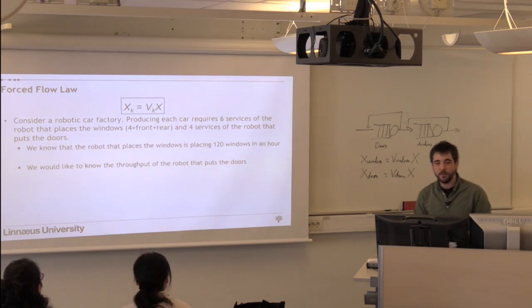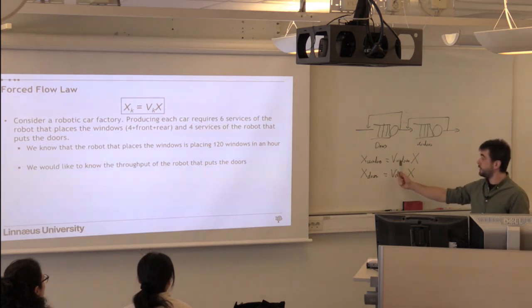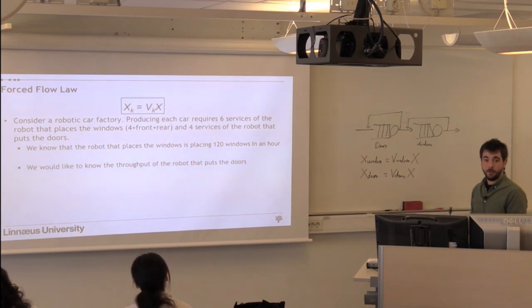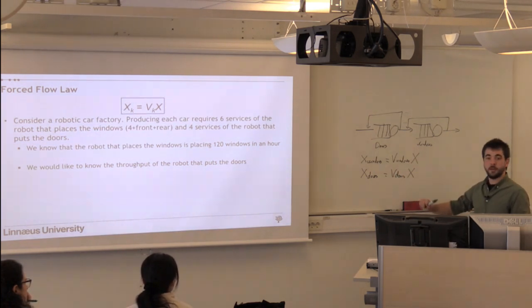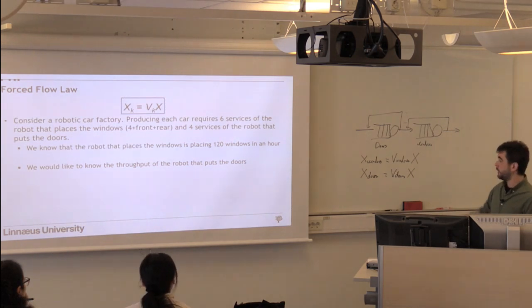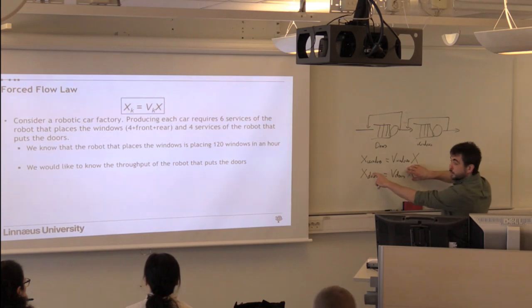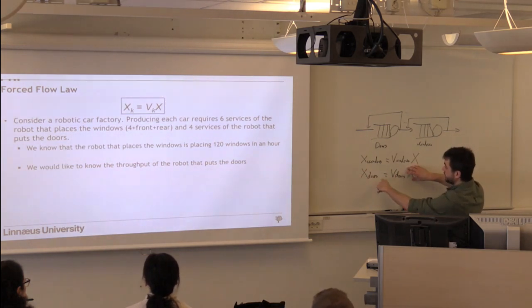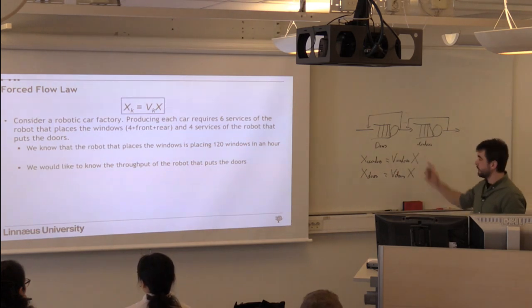Using the forced flow law, the throughput of the robot that puts the windows is equal to the number of visits to the robot that puts the windows multiplied by the throughput of the system. And the throughput of the robot that puts the doors is equal to the number of visits to the robot that puts the door multiplied by the throughput of the system. So to do it in once, you take the throughput of the system as the throughput of the doors divided by the number of visits, and you substitute it here.